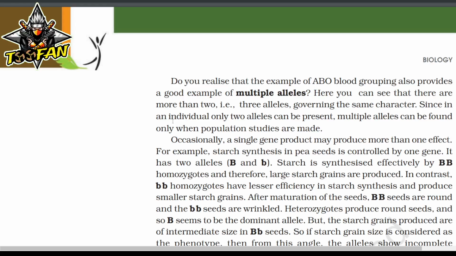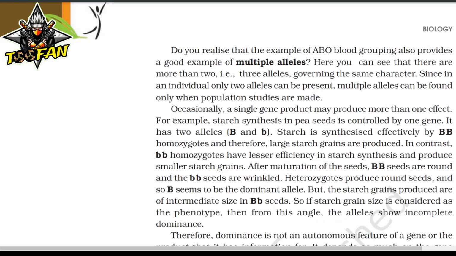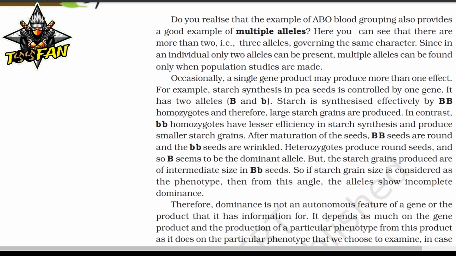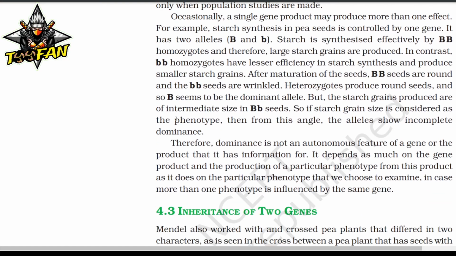Heterozygotes produce round seeds and B seems to be the dominant allele, but the starch grains produced are of intermediate size. So if the starch grain size is considered as the phenotype, then from this angle the alleles show incomplete dominance. Therefore, dominance is not an autonomous feature of the gene or the product that it has information for. It depends as much on the gene's product and the production of a particular phenotype from this product, and it depends on the particular phenotype that we choose to examine in case more than one phenotype is influenced by the same gene.